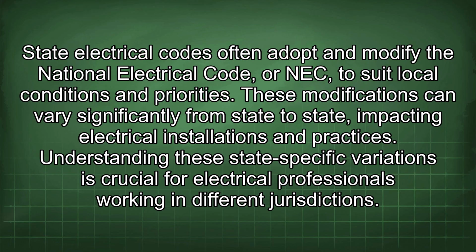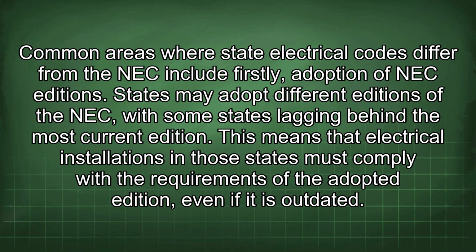State electrical codes often adopt and modify the National Electrical Code, or NEC, to suit local conditions and priorities. These modifications can vary significantly from state to state, impacting electrical installations and practices. Understanding these state-specific variations is crucial for electrical professionals working in different jurisdictions. Common areas where state electrical codes differ from the NEC include, firstly, adoption of NEC editions.